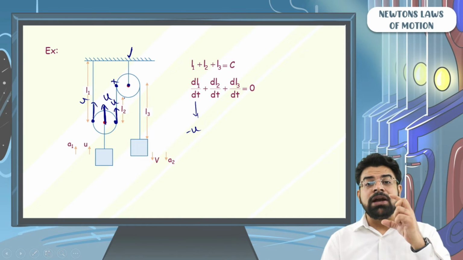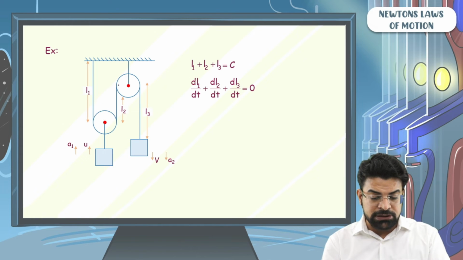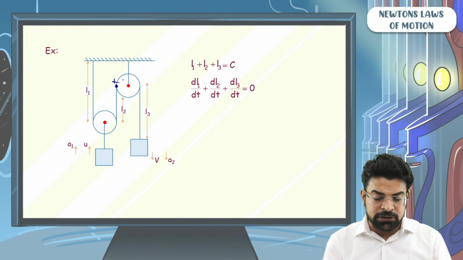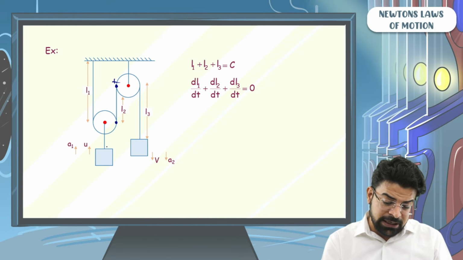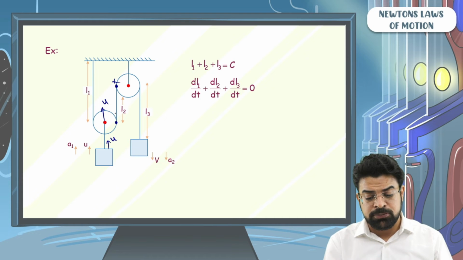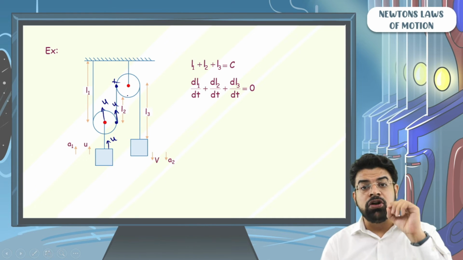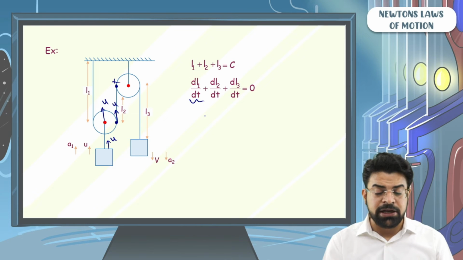So what will you write for dL2 by dt? The upper end is fixed for this string of length L2. The upper end is fixed, and the lower end, which is on this pulley connected to the block, since the block goes up with speed u, the center of this pulley goes up with speed u, so the right end goes up with speed u. So dL2 by dt will also be minus u. So dL1 by dt will be minus u. dL2 by dt will be minus u.